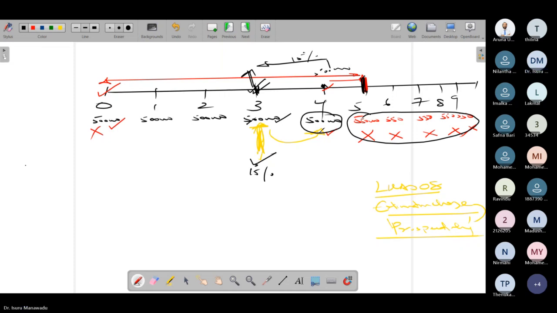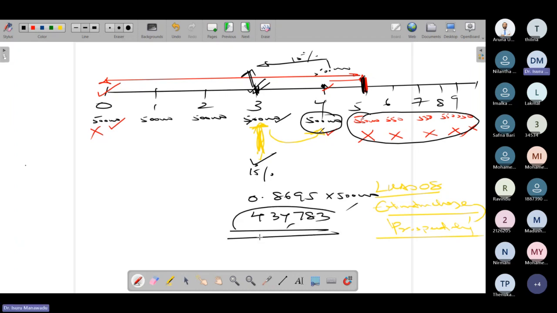How much? 1 divided by 1.15. The discounting factor 0.8695 multiplied by 500,000. What is the present value? 434,783 approximately. This is the liability on this date.